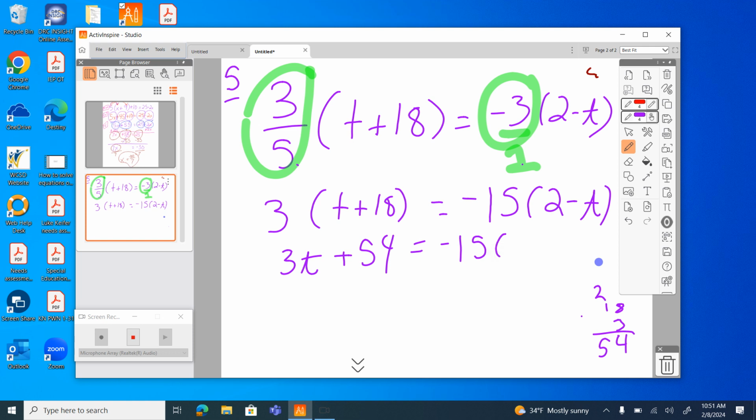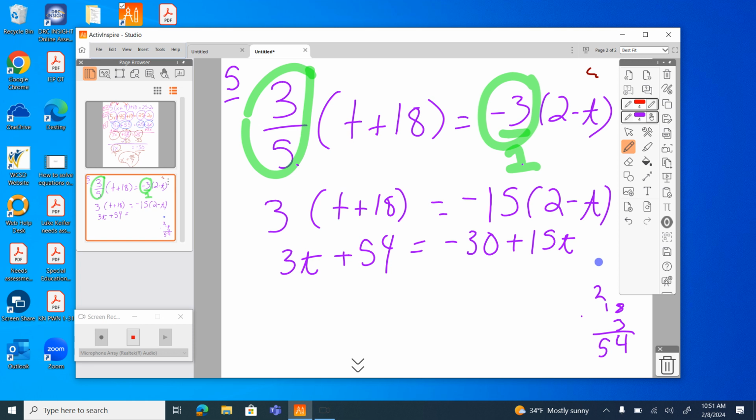What is negative 15 times 2? Negative 30. Negative 15 times t is negative 15t. Oh, positive 15t. Okay, so hold on.